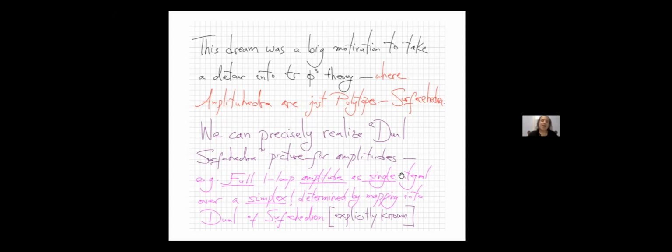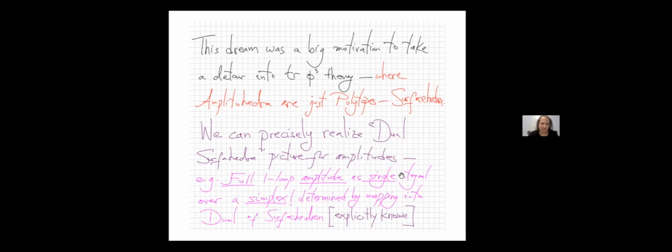Because then now the amplituhedra would just be polytopes. And so if we could find the polytopes, we know what duals of polytopes are. And so the hope was that this whole picture of the dual of the amplituhedron would make sense for the positive geometries of this trace phi cube theory. And as I mentioned right at the beginning, we can now really precisely realize this dual Surfacehedron picture for amplitudes.